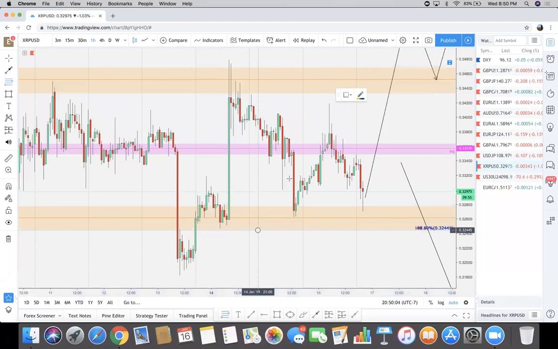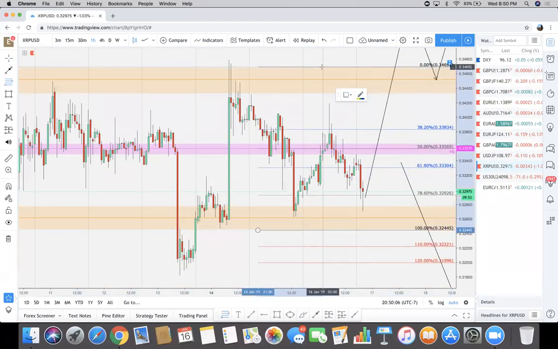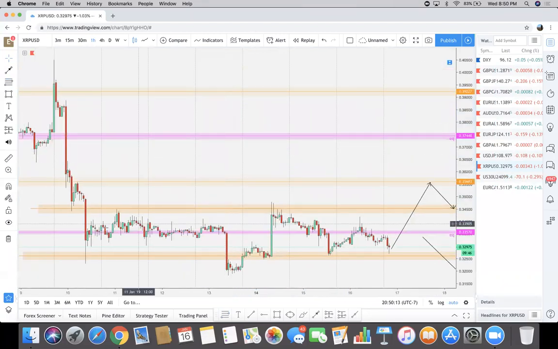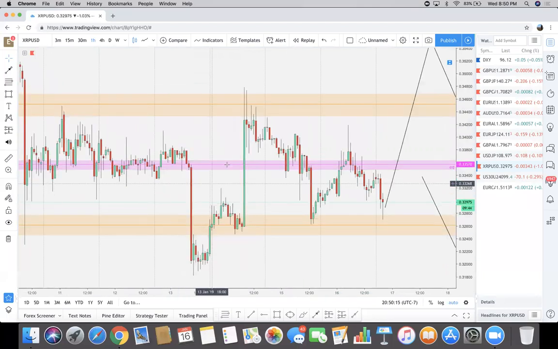I just draw it from the bottom of the support to the top of the resistance, right at the 50 level, and that's how I get my equilibrium. So I draw a line right there. I draw my zone just so I can see how price is acting around here.